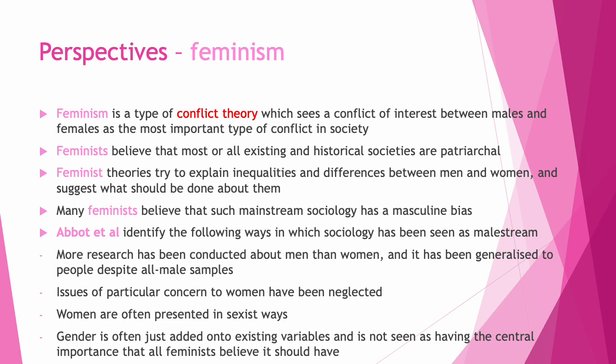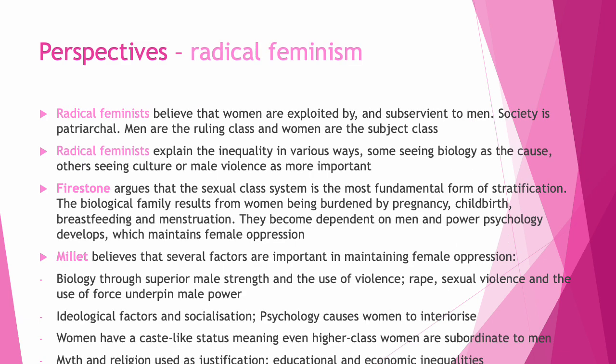Abbott et al. identify the following ways in which sociology has been seen as biased. More research has been conducted about men than women, and it's been generalised to all people despite the all-male samples. Issues of particular concern to women have been neglected. Women are often presented in sexist ways. Gender is often just added onto existing variables and is not seen as having the central importance that all feminists believe it should have. Radical feminists believe that women are exploited by and are subservient to men.